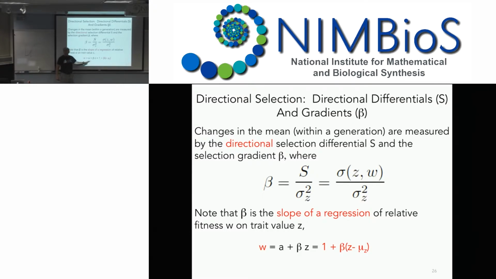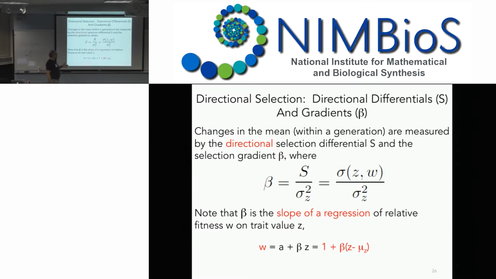I can then use the trick that the regression line always passes through the mean value of the two variables. If I use that trick, I can remove the intercept, and I can basically say w equals 1 plus beta times the quantity z minus z-bar. So beta here basically tells you how sensitive relative fitness is when I change my trait value. It's got a nice interpretation.